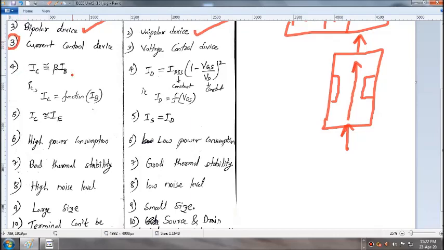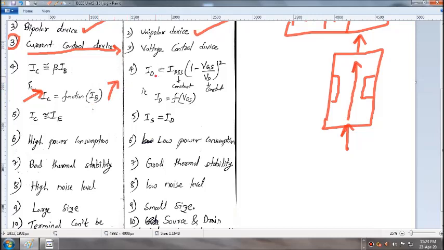In a common emitter configuration, the collector current is approximately equal to beta times IB, where beta is the current amplification factor in common emitter configuration. If you observe, the output current, which is the collector current, is a function of the base current, which is an input current. As we vary the input current, the output current varies. So we can say the BJT is a current control device. It depends upon the input current.